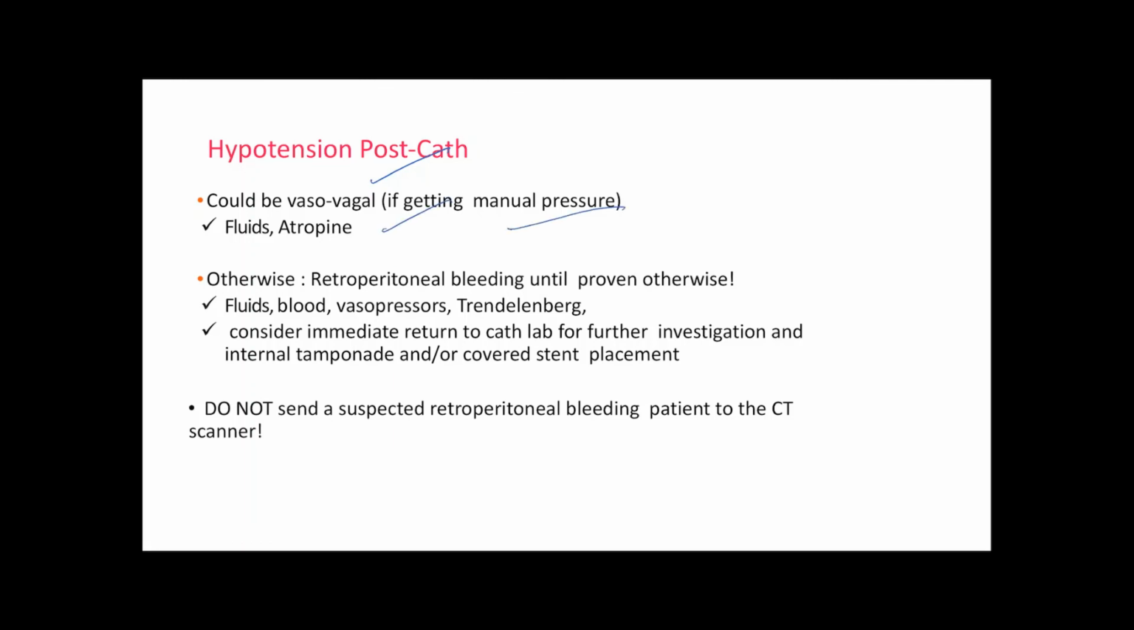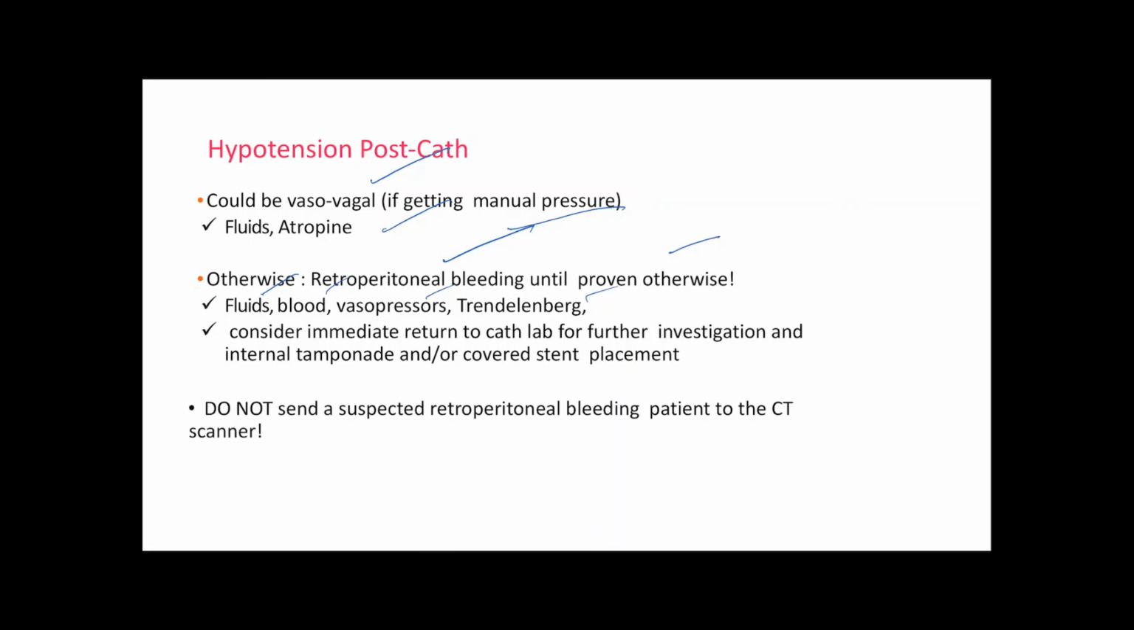So if it is not responding to it, there could be some serious problem, and it can be a retroperitoneal bleed, and you should consider it to be a retroperitoneal bleed unless proven otherwise. So you can put the patient on fluids, blood transfusion, vasopressors, and immediately, before you think of taking the patient to CT or whatever, it's good that you take the patient to the cath lab and check, because it will save precious time for intervention.